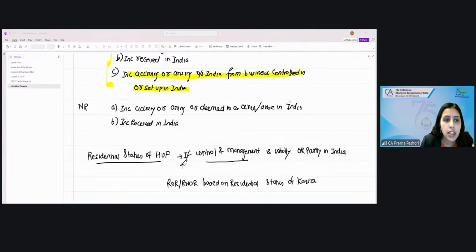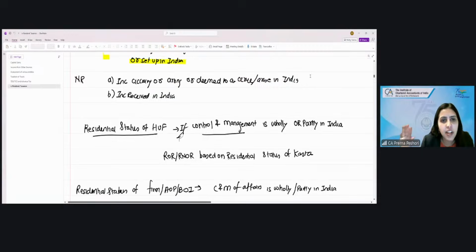Now coming to the HUF. How do you determine the residential status of the HUF? Yes. If management and control is wholly or partly in India, then resident. Correct. Very good. If wholly outside India, then it is non-resident. So for HUF, if the control and management is wholly or partly in India, then it will be called a resident of India.